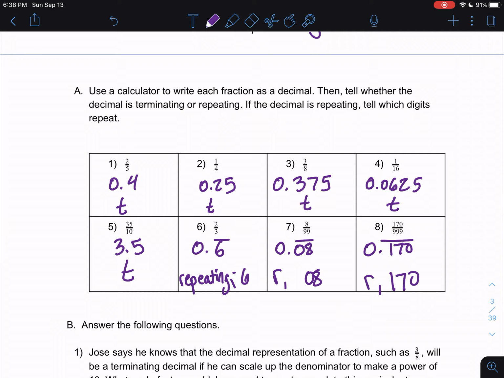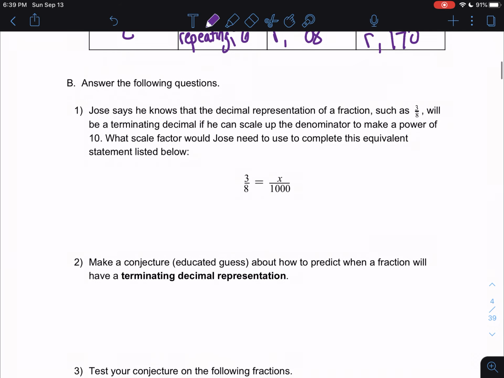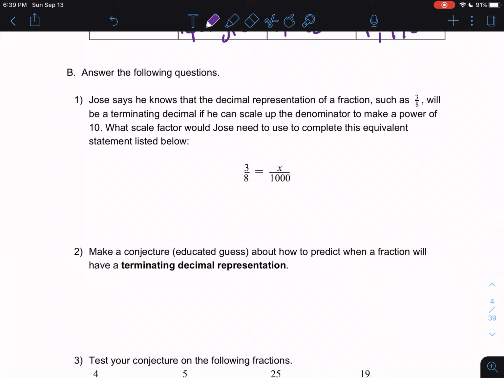Okay, so now that we've seen some of these different examples, we are now going to try and really focus in on that focus question. Remember, our focus question was how can you predict which fractions will be repeating or terminating decimals? So hopefully the questions in part B will help reinforce or help you come to that realization. So let me just walk you through what you're going to do. So answer the following questions.